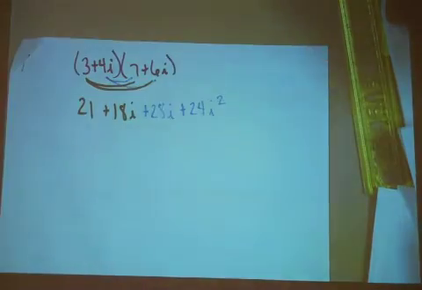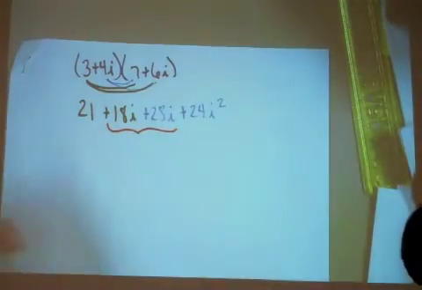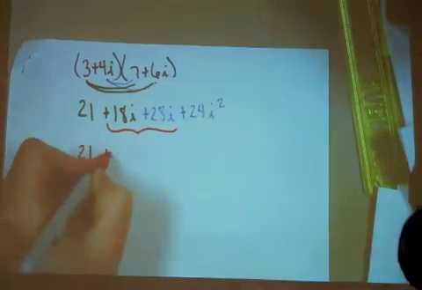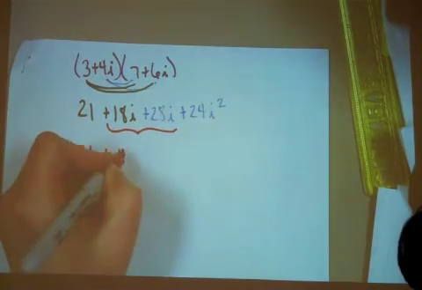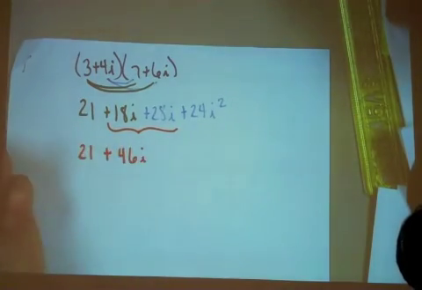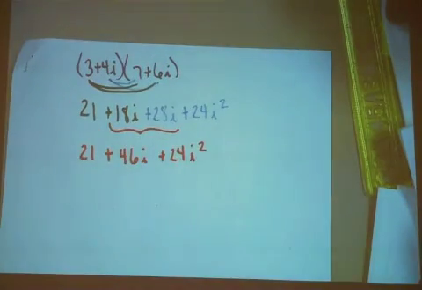Now that i squared piece is kind of interesting. We'll get to it in a minute, but let's collect our like terms. So 21 plus 18i and 28i. Let's see, that'll be 46i. Bring down the plus 24i squared, and again, I've got that weird 24i squared thing happening.